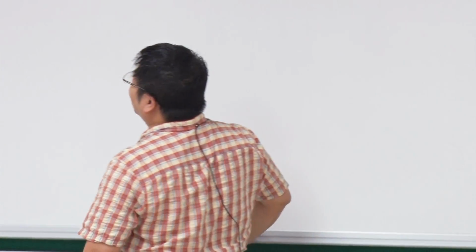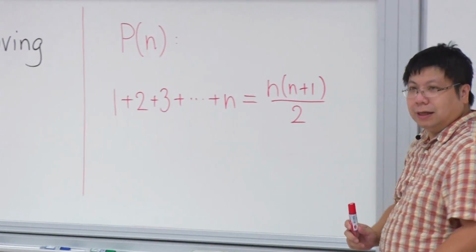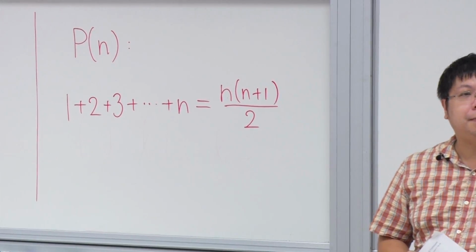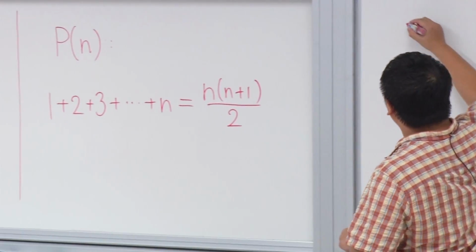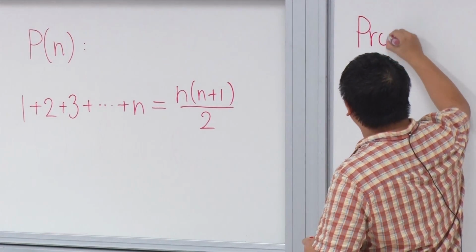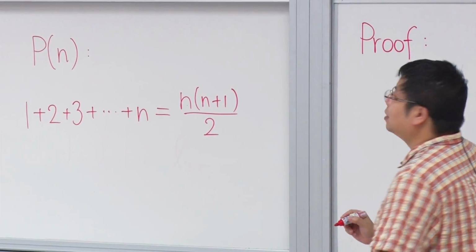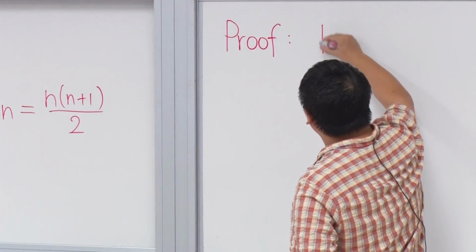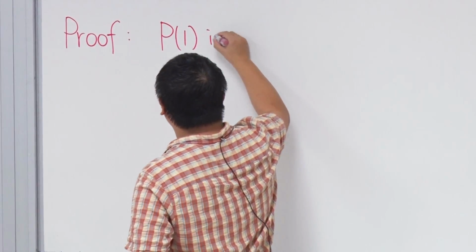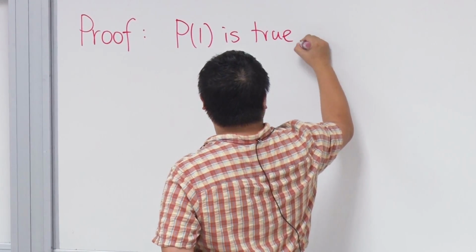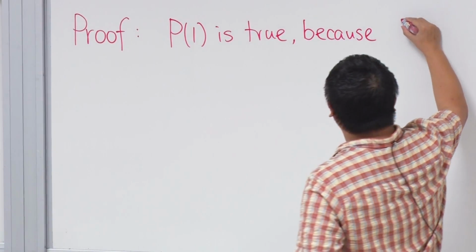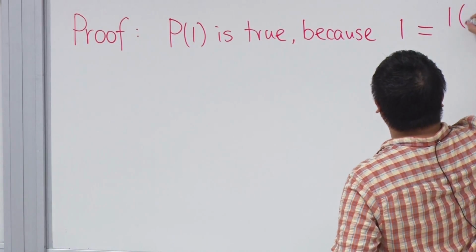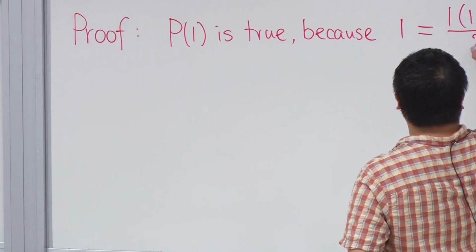Okay, so how about this one? We just have this example, right? 1 plus 2 plus 3 up to n is equal to n times n plus 1 over 2. We want to show that this is true. We can prove that this is true by induction. First of all, P1 is true because 1 is equal to 1 times 1 plus 1 over 2. Is that okay?